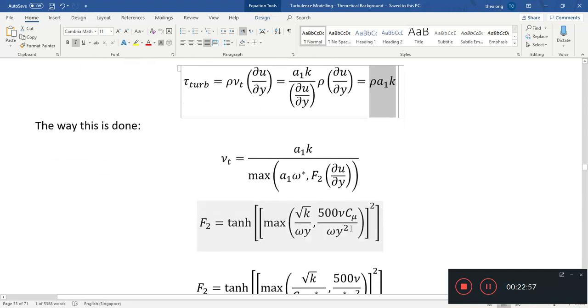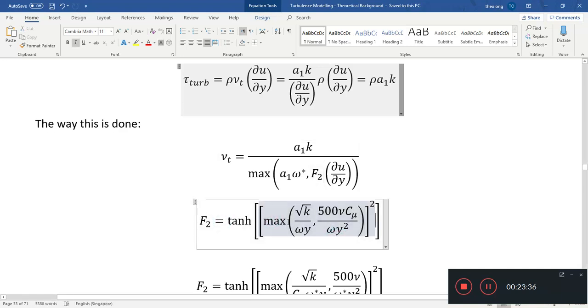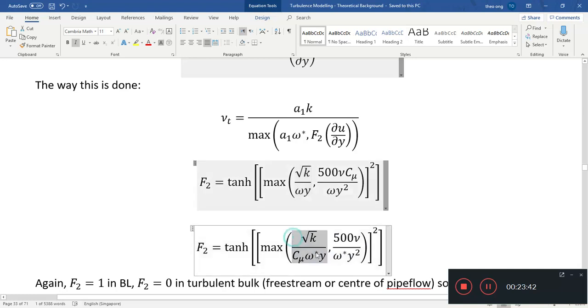Alright, now for this blending function thing to be done, we do the following. Menter uses this formulation of nu_T. nu_T equals A1 K over the max of A1 omega star, or in the bulk region, F2 du/dy inside the turbulent region. So this blending function F2 will help us to do this switch between the boundary layer and the free fluid. And F2 equals the hyperbolic tangent of this function. And we saw these two terms pop up before.